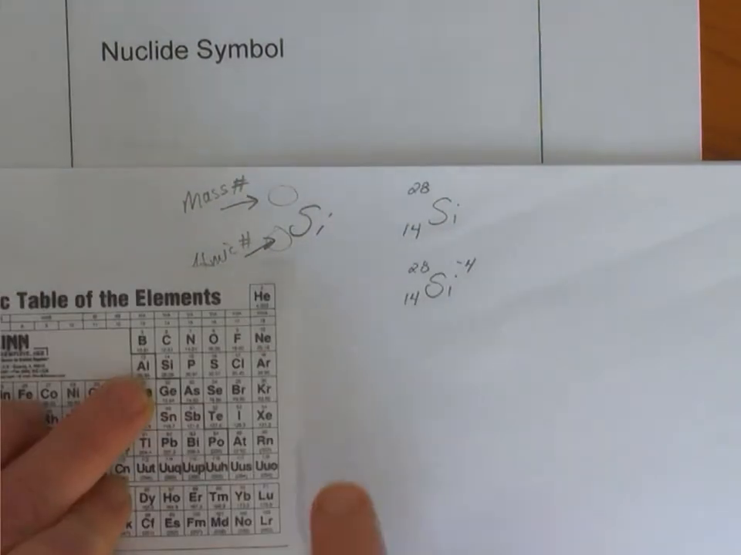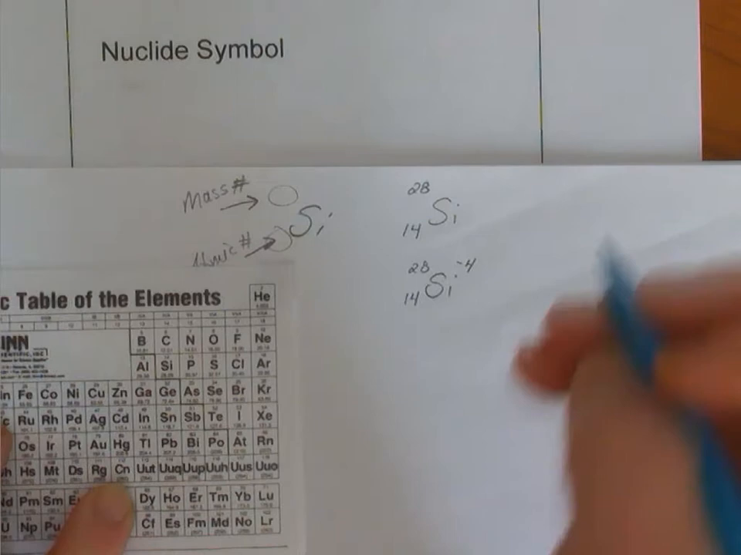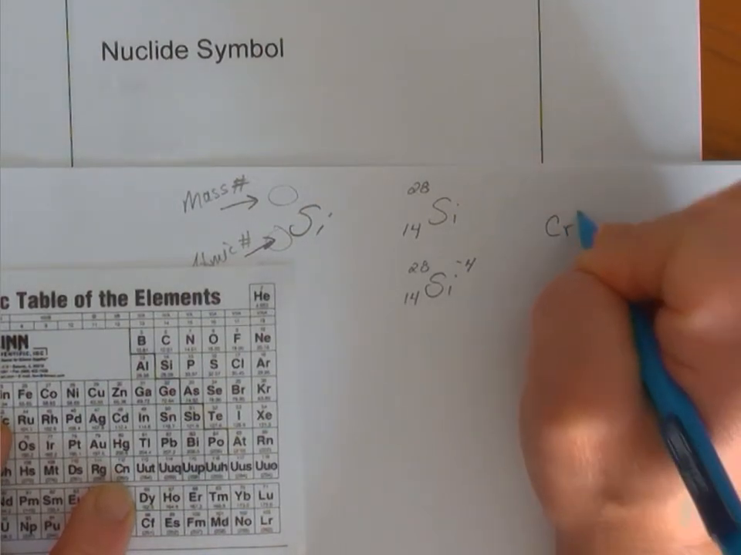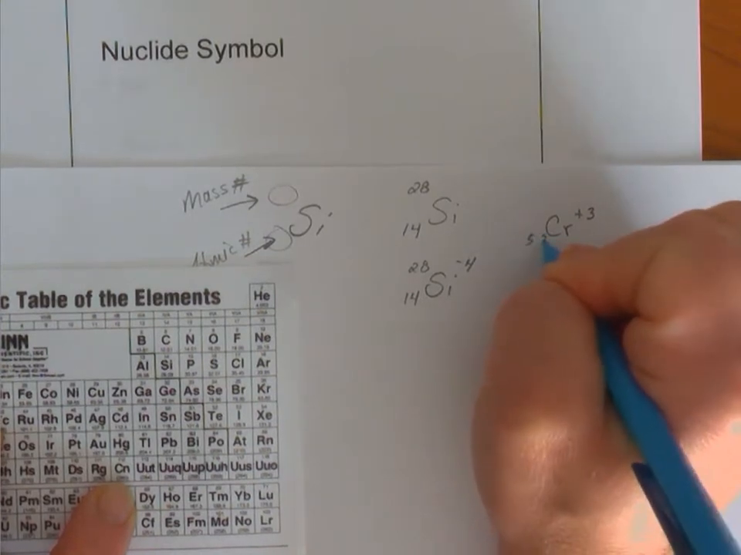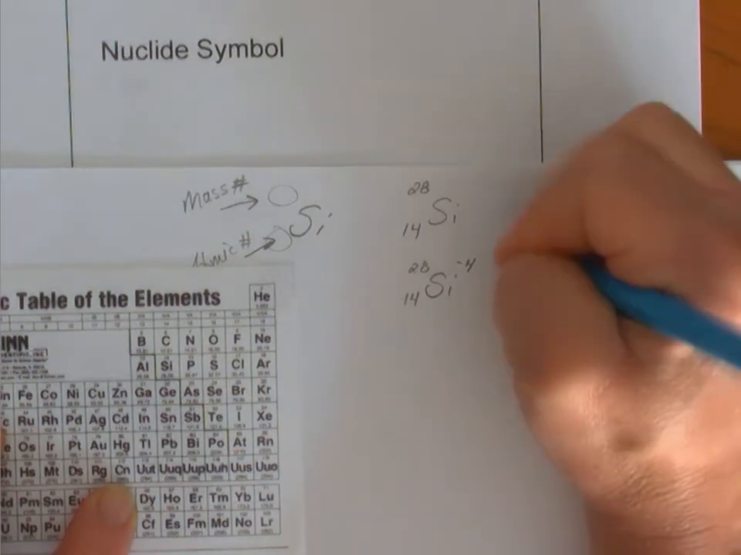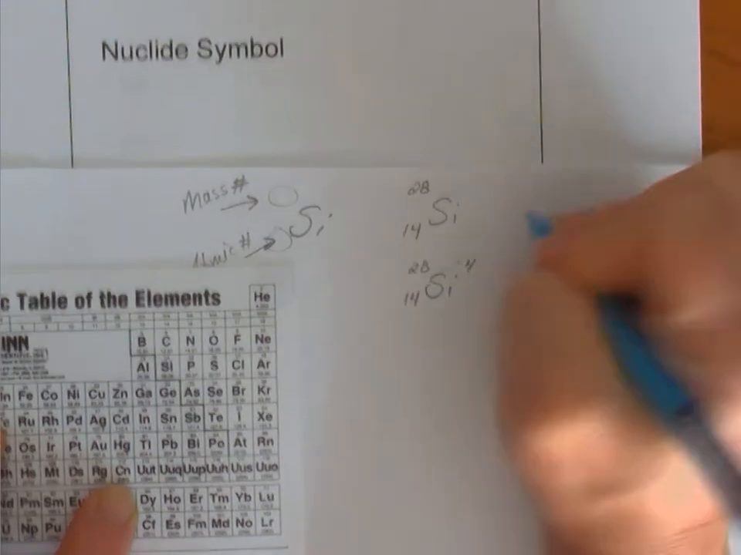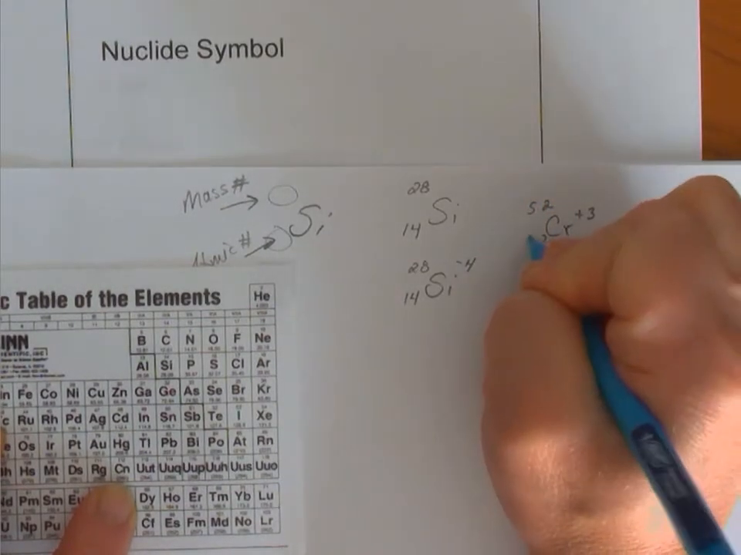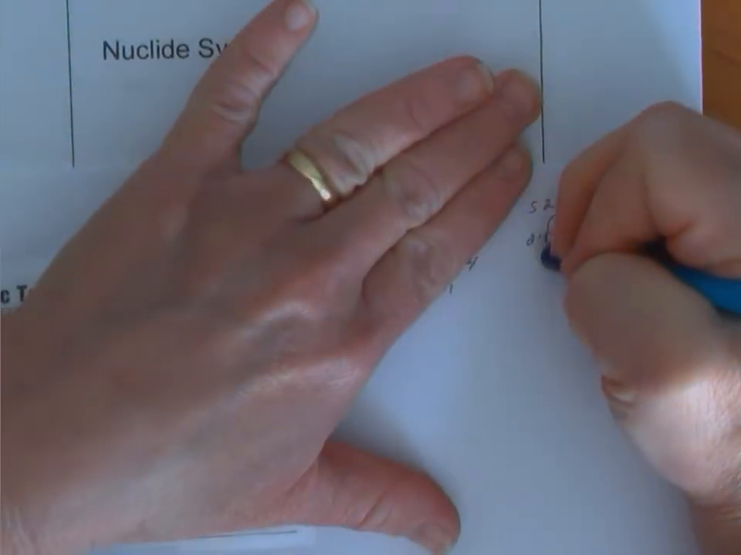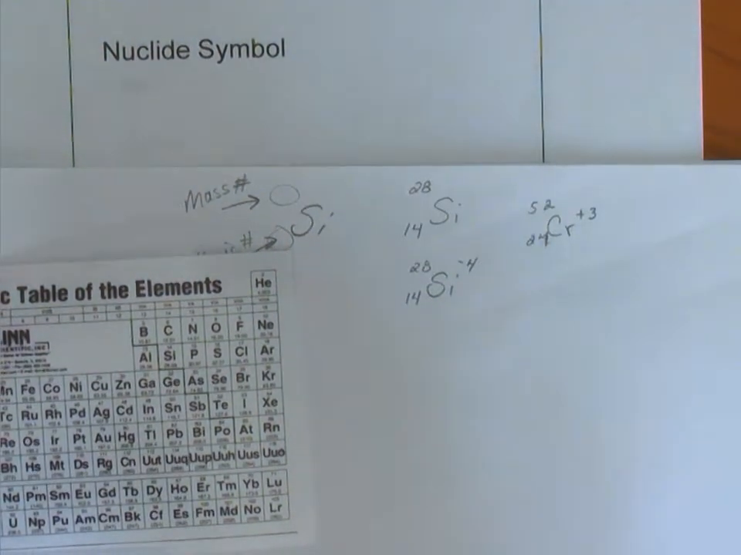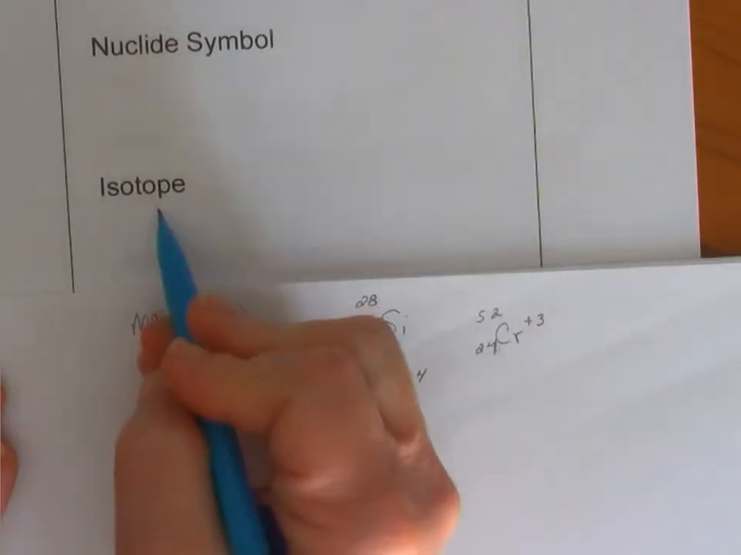Now, we just went through chromium +3, and here would be our 52, and upper left is mass. 52, and then the atomic number, 24 there. All right, so that's the nuclide symbol. We'll come back to this in just a second, because next we need to talk about isotopes.